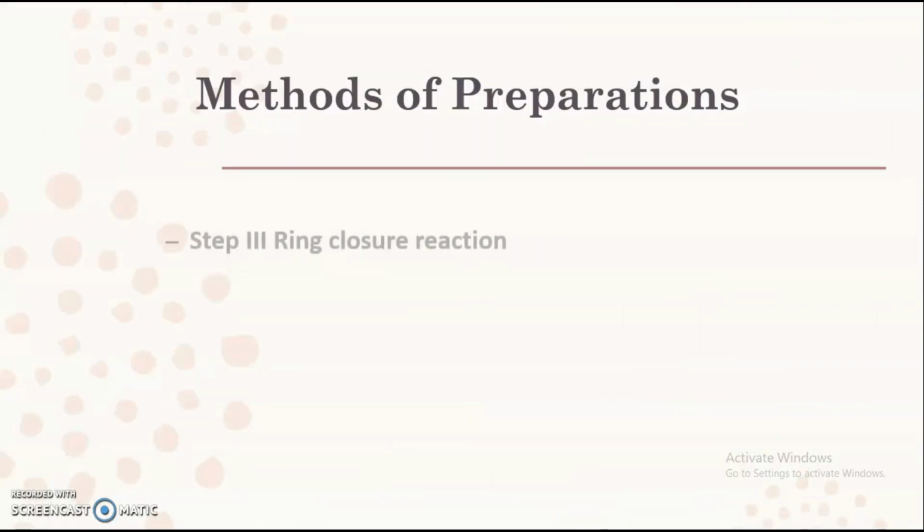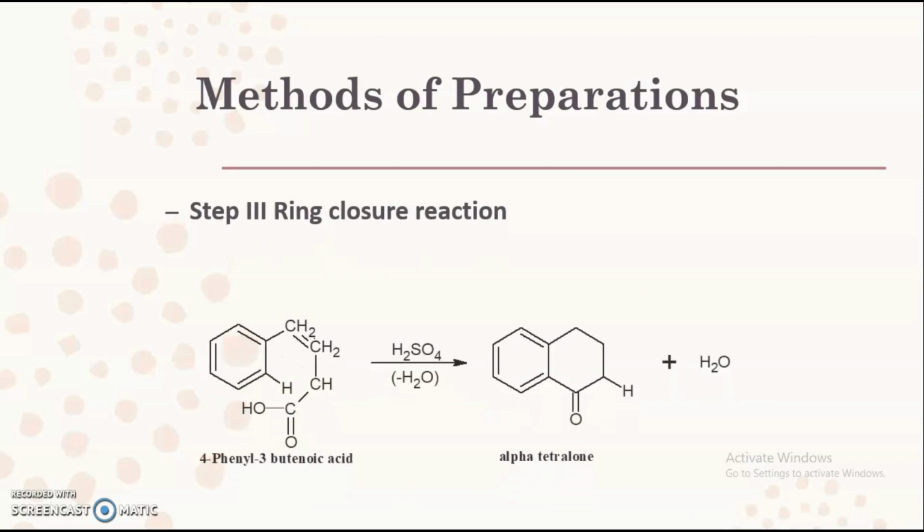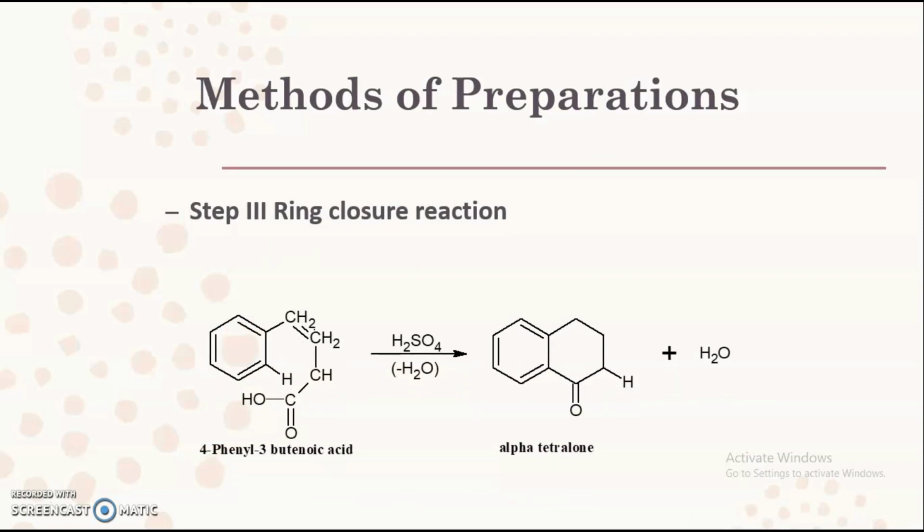Now this 4-phenyl butanoic acid undergoes a ring closure reaction in the third step, where 4-phenyl butanoic acid is heated with sulfuric acid. So what happens? There will be loss of water, that is, a dehydration reaction takes place. The hydroxyl group from this acid and this hydrogen will combine, which leads to the loss of a water molecule. This carbon will form a bond with this carbon atom, which leads to the formation of alpha tetralone.